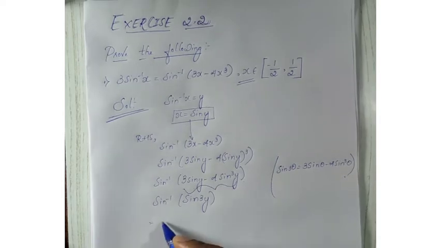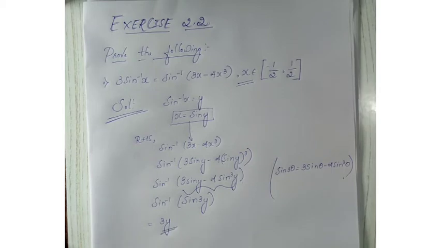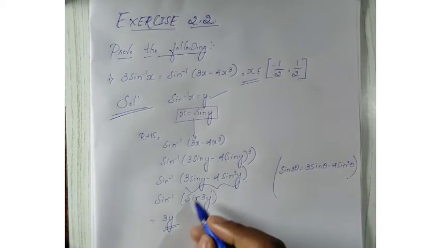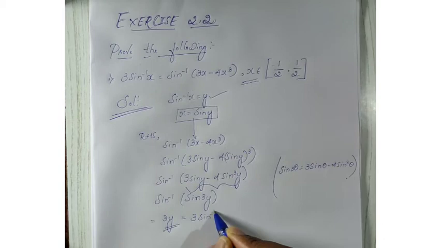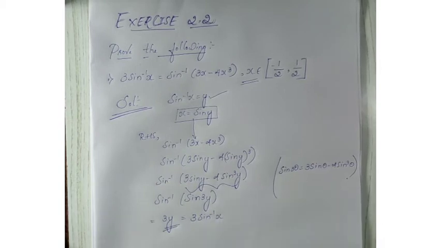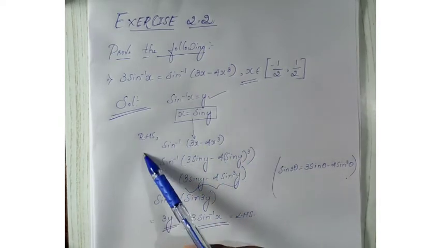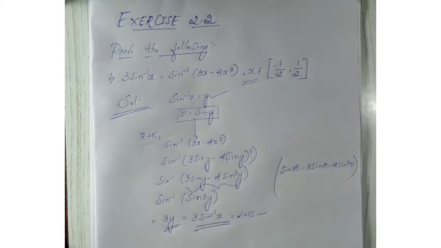Therefore, what will be remaining? That is 3y. What is y over here? y is nothing but sine inverse x. So just replace it. That is 3 sine inverse x. And if you observe the question, this is the LHS part of it. So you have considered the RHS part, then you have proved the LHS.